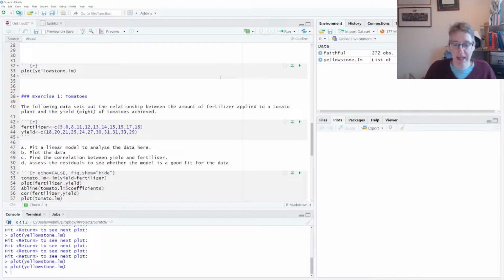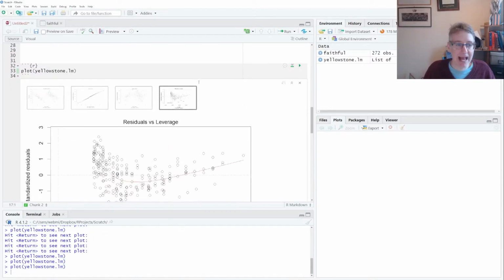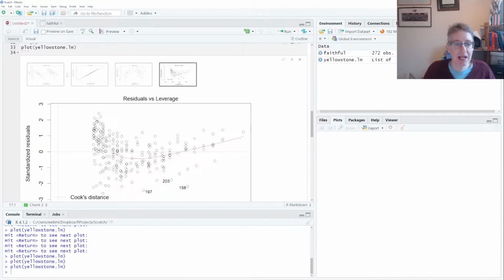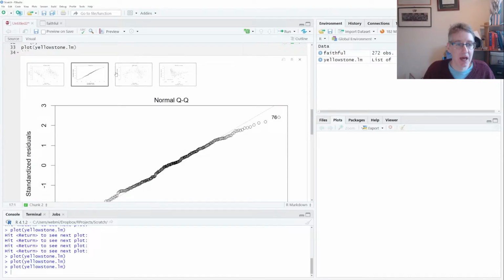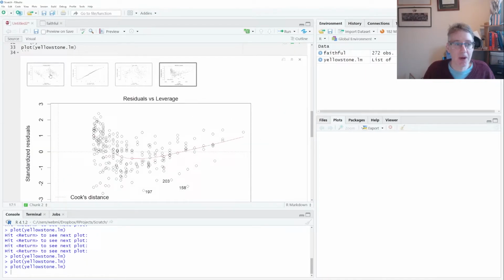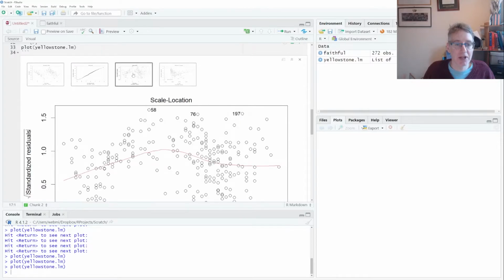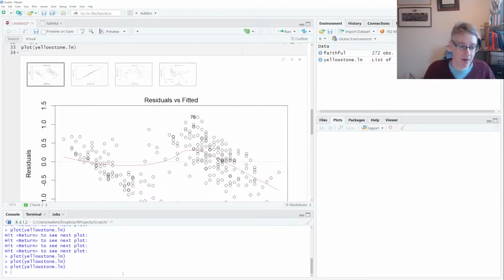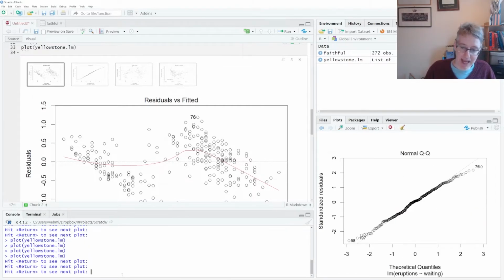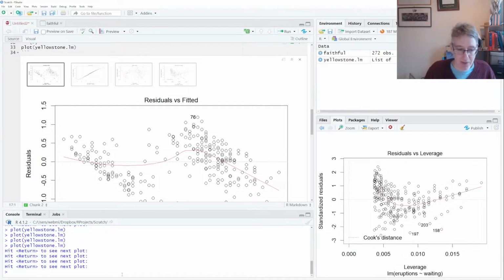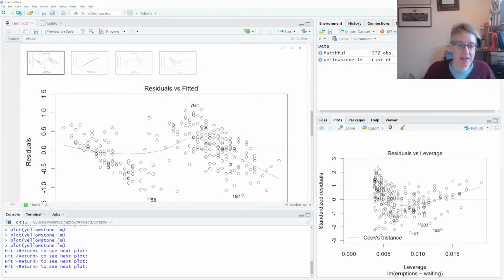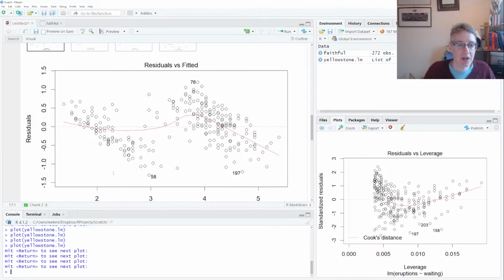So in R, I can get these residual plots by doing a simple plot of this Yellowstone.lm object I defined earlier. And you'll see that if I plot in the script window at the top, R will actually give me 4 plots I can click through. If I do it at the console window at the bottom, I can do the same thing, but R will make me hit enter to see these 4 different plots. The only ones I'm going to consider here are the first 2 plots.